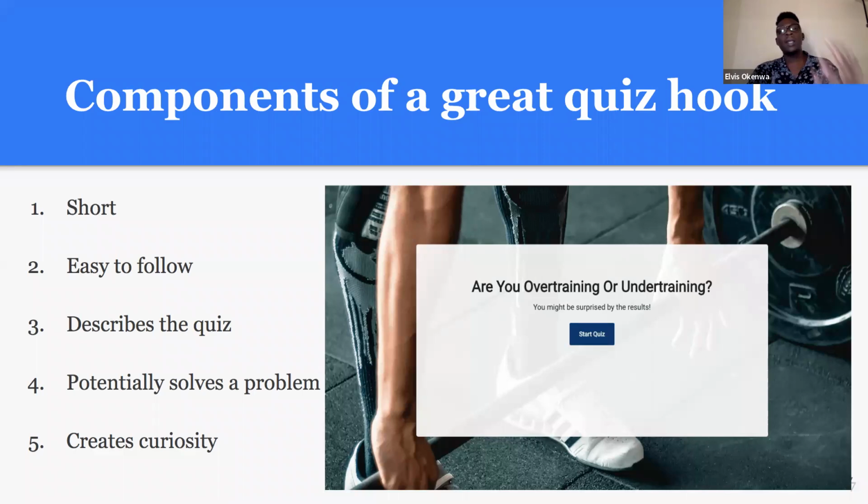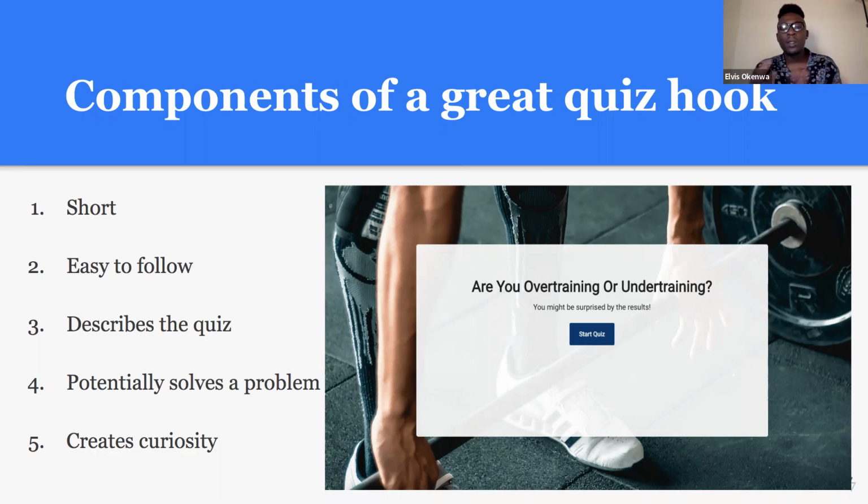Right, now this example I have in here: are you overtraining or undertraining? You might be surprised by the results. Now, if you look at the components I have on the left-hand side, a quiz hook has to be short. It has to be easy to follow. It has to describe the quiz. It has to potentially solve a problem, and it has to create curiosity. Okay, so are you overtraining or undertraining? What is your metabolism type?